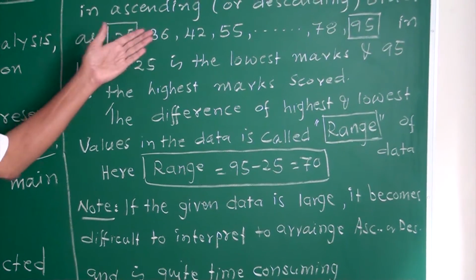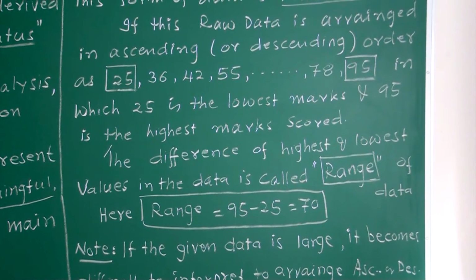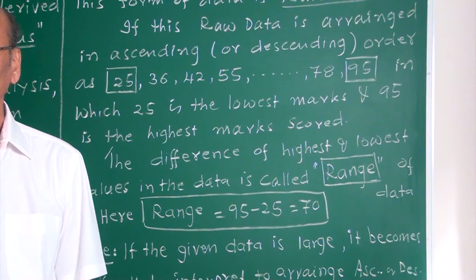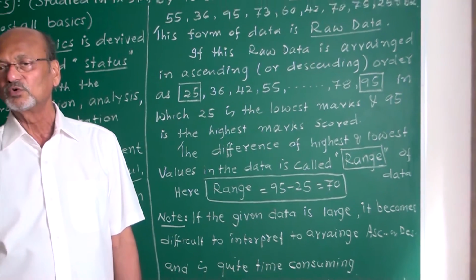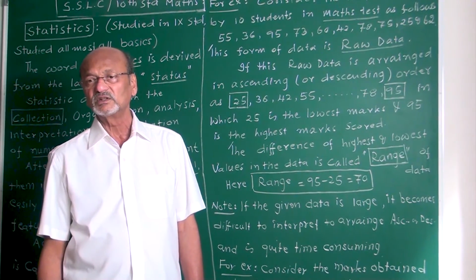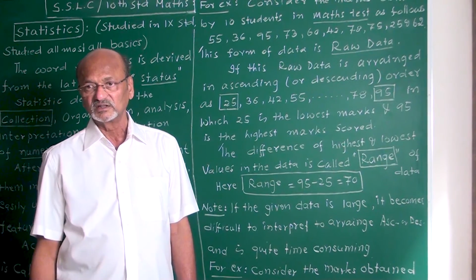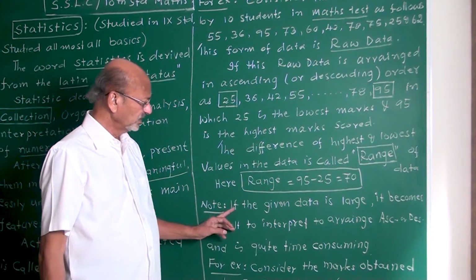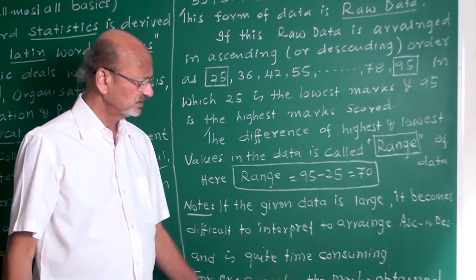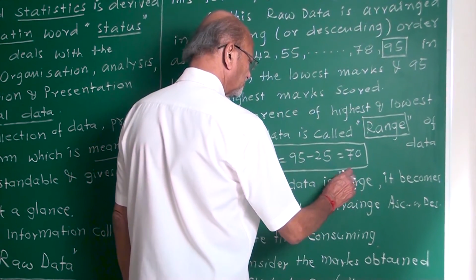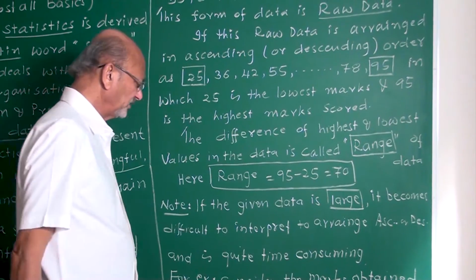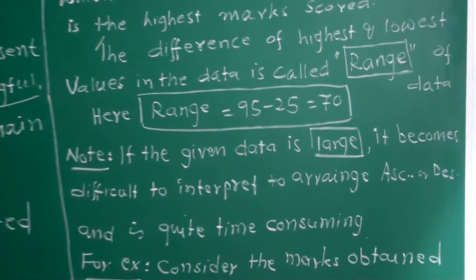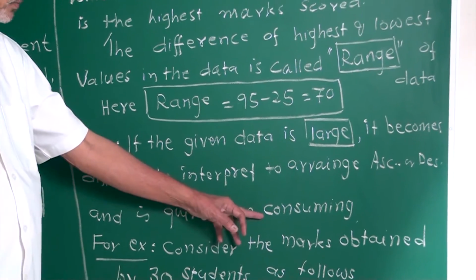It is good, my friends, if it is 10. If they give a big number, like in big colleges where the number of students is more, like 100, 200, in such cases it becomes very difficult to arrange them in ascending or descending order. For that, I will consider one simple example which I can accommodate on the board. If the given data is large, it becomes difficult to interpret and arrange in ascending or descending order, and it is quite time consuming.